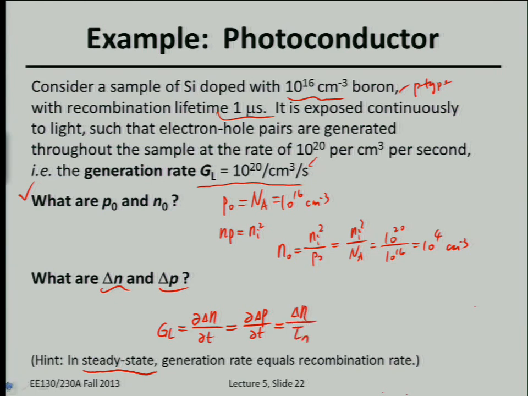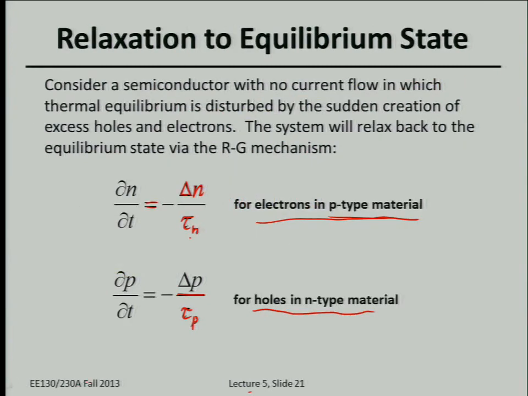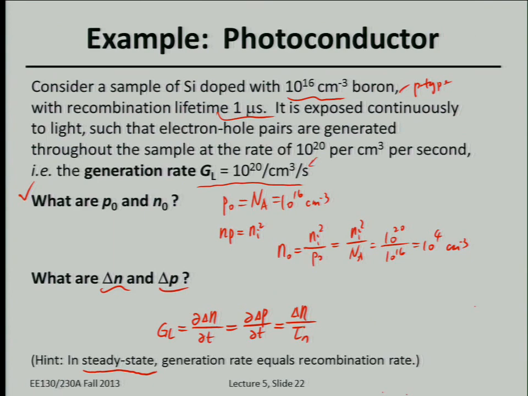Basically, if you go back to the equation we derived from the last slide, okay? So right now, given the generation rate is 10 to the 20th, and the lifetime is like 1 microsecond, so 10 to the minus 6 second, right? We can get the excess electron concentration under this condition. It's 10 to the 20th times 10 to the minus 6, actually 10 to the 14th per cubic centimeter, okay? So that's delta N. Same thing for delta P, under steady state, when the system reaches a steady state, okay?